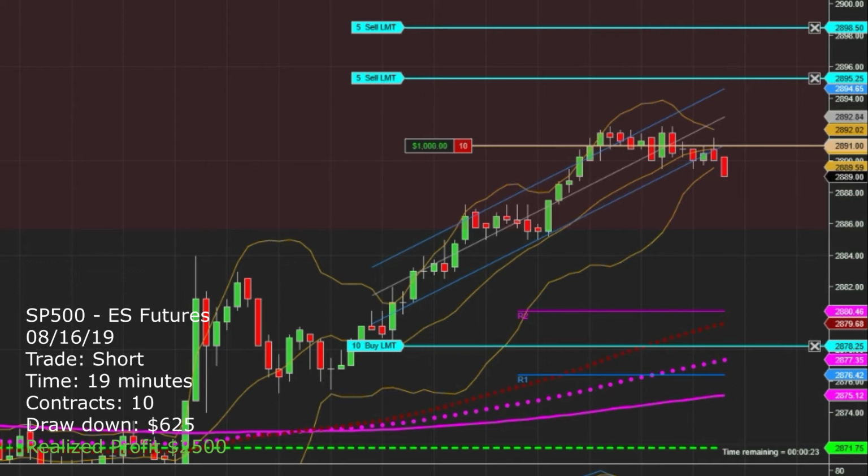And while I'd like to wait for it to come all the way down to where I currently have my profit target, I'm more apt to take my profit and move my profit target up to lock in the profit with 10 contracts.